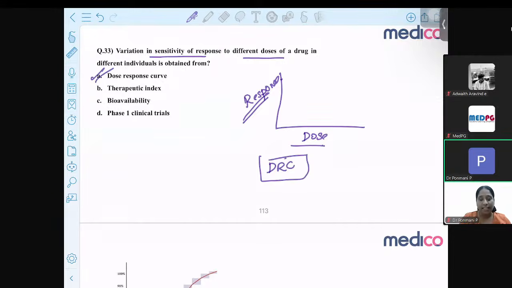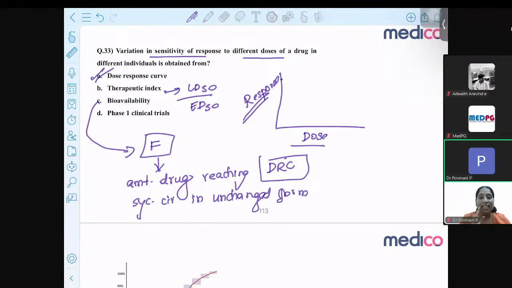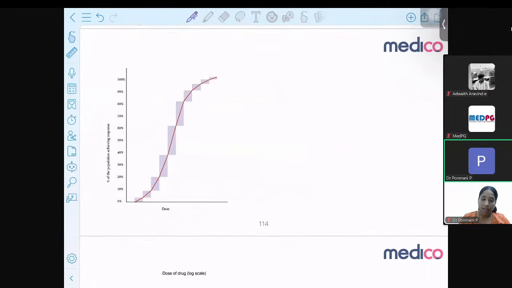Therapeutic index, we already saw. What is it? It is LD50 by ED50. And what is bioavailability? Bioavailability is denoted by F. It is the amount of drug which is reaching the systemic circulation in unchanged form, and this is called bioavailability. This has nothing to do with the response and the dose. And phase 1 clinical trials are unrelated to the question. So this is what they are.